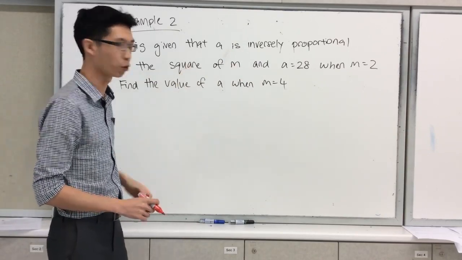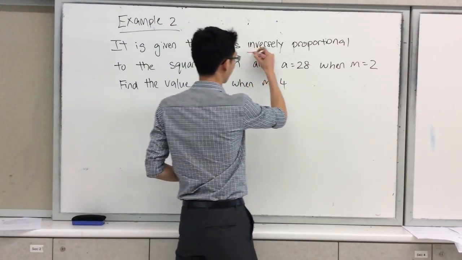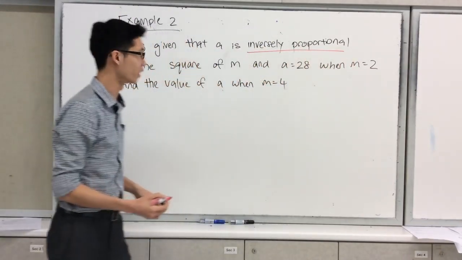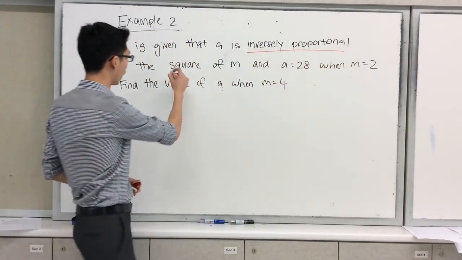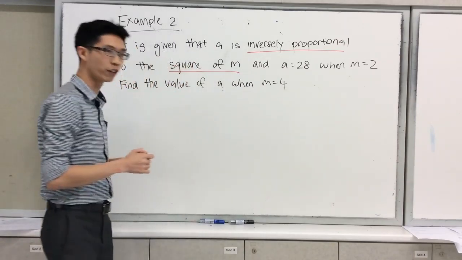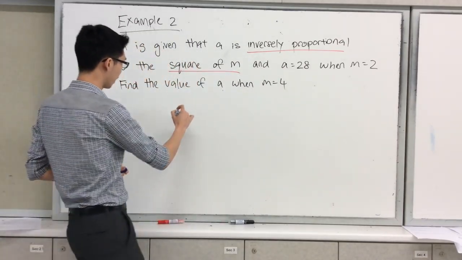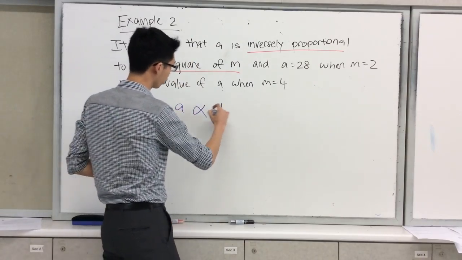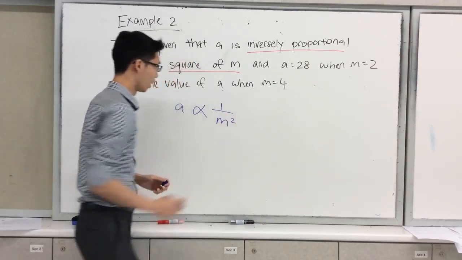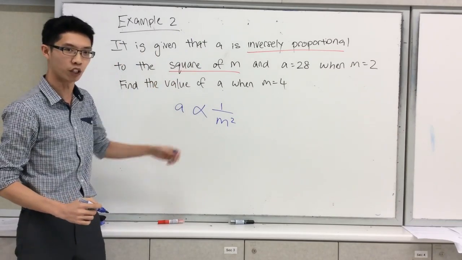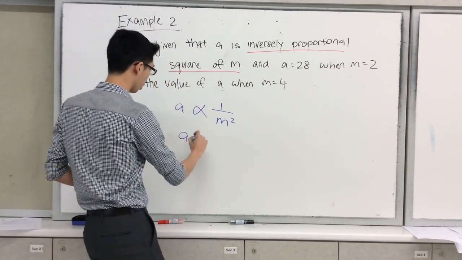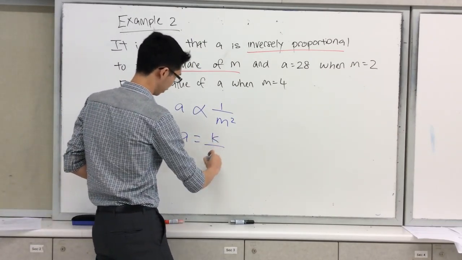The keyword in this question, we must immediately identify it. It will be inversely proportional, and another one will be the square of m. So when we are dealing with this topic, what must we do first? Whenever we see such a thing, we must write it out: A is inversely proportional to 1 over m squared. However, if you realize this is not an equation, so what must we do? We must make an equation where we introduce a constant k.